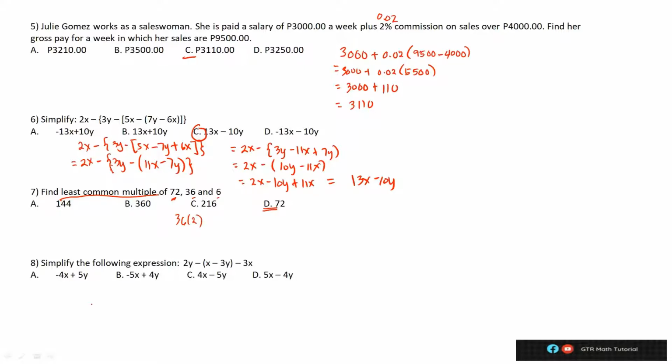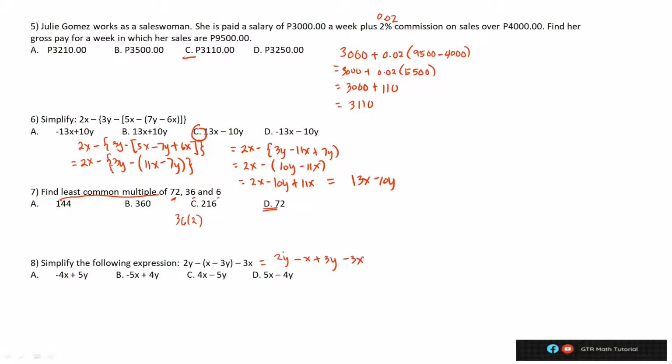Okay? So, next, number 8. So, kagaya ulit nung kanina. No? So, parang napadami yung ganito example natin. So, therefore, we have change the sign. So, preceded by negative sign. So, 2y minus quantity x minus 3y minus 3x. So, just change the sign of x minus 3y. So, we have 2y minus x plus 3y minus 3x.